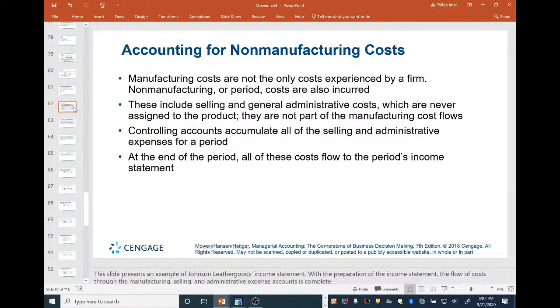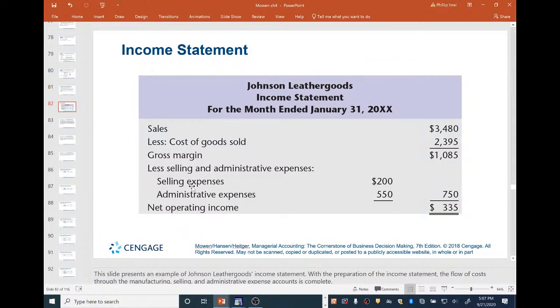So we'll see that down here. The selling expenses, administrative expenses is backed out after your gross margin. So that's all they're saying. We still have to count for these period costs, but it's not going to be included in the cost of goods sold. But it's still going to enter into the determination of net income.